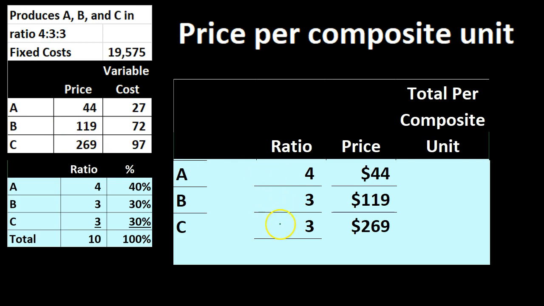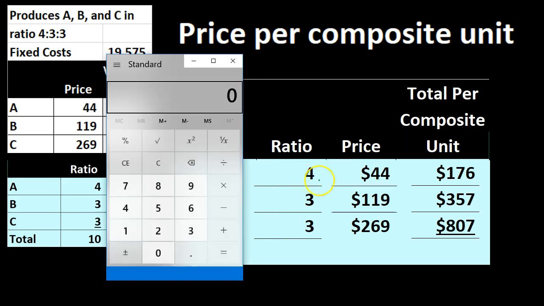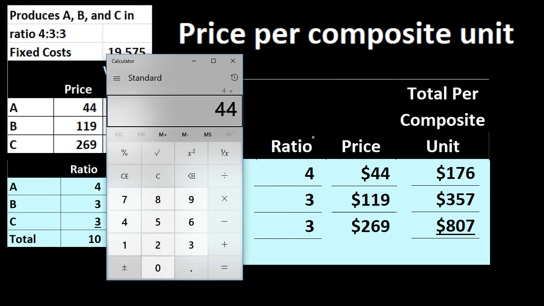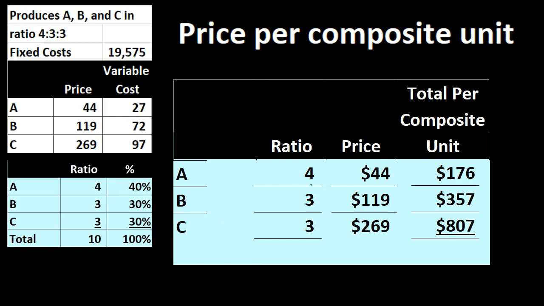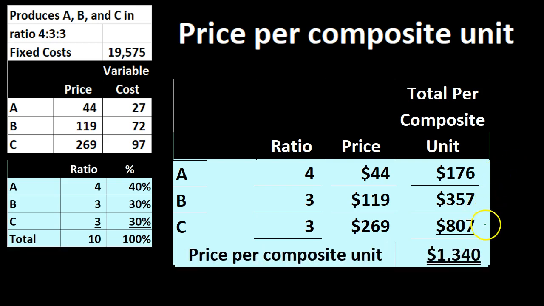And this is, in essence, our ratio analysis. What we're going to do is just multiply this out. So we're going to take the 44 times the 4, the 3 times the 119. So 4 times 44 is going to give us the 176, and so on. We're basically applying out our ratio in this format. So the 4 times the 44, 176, the 3 times the 119, 357, 3 times the 269, 807. If we add up the 176, the 357, and the 807, we come out to 1,340. This is going to be our price per composite unit. So we've combined them together, and we've gotten our price per composite unit.